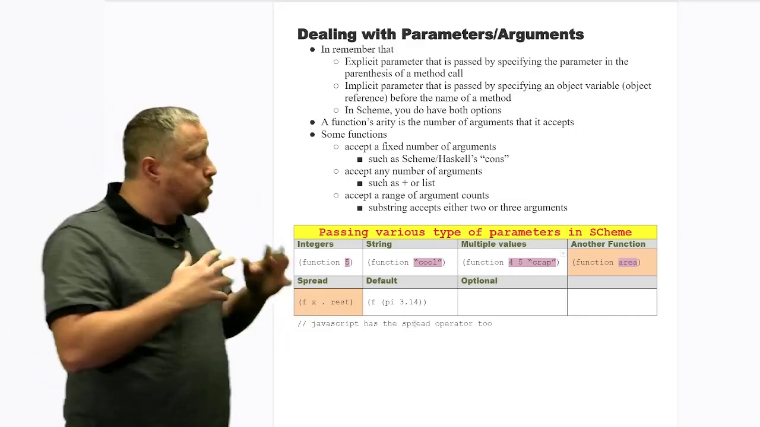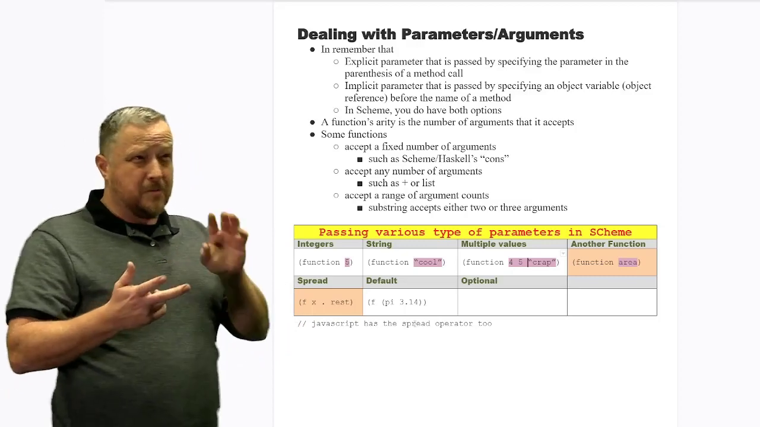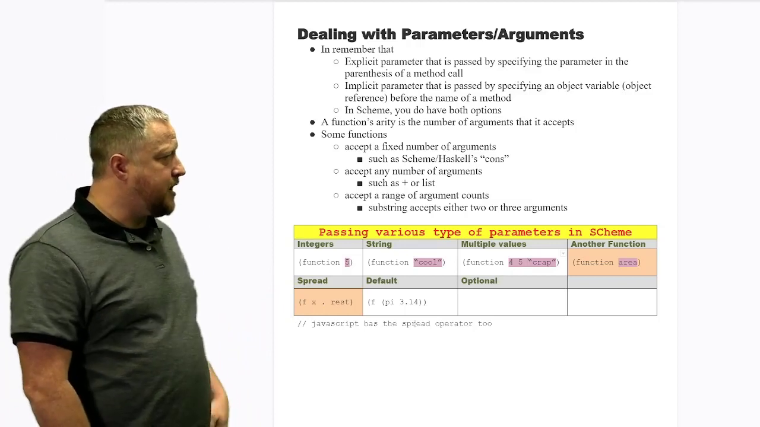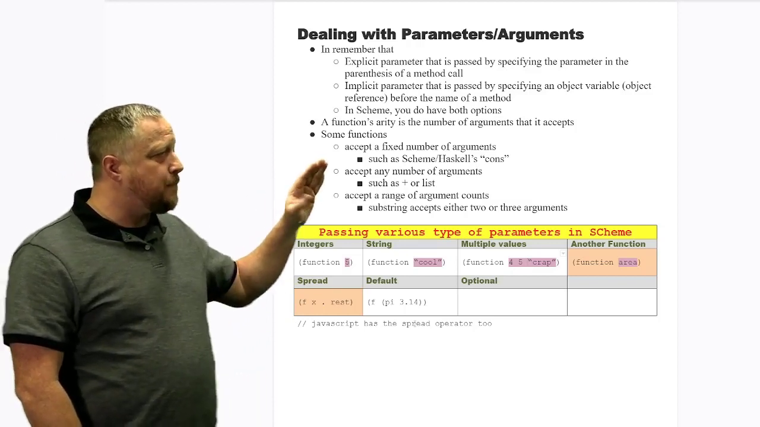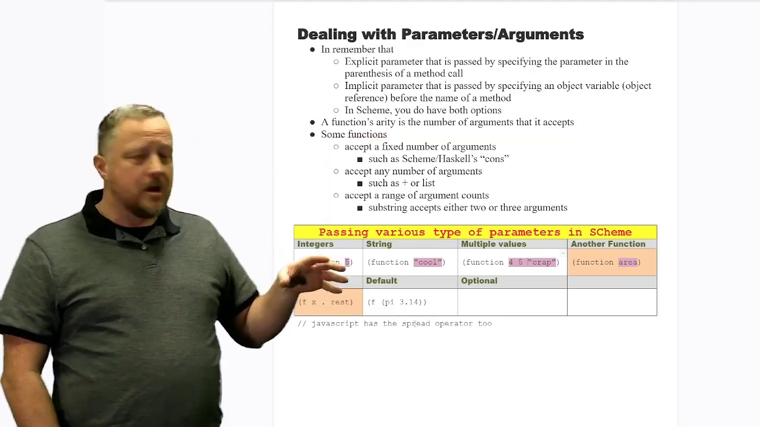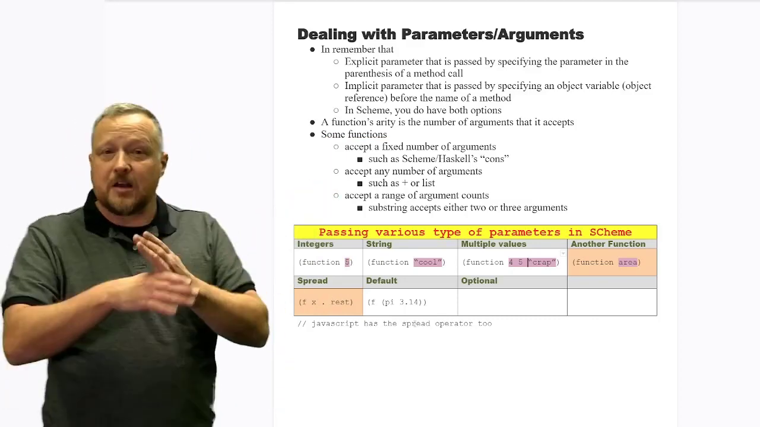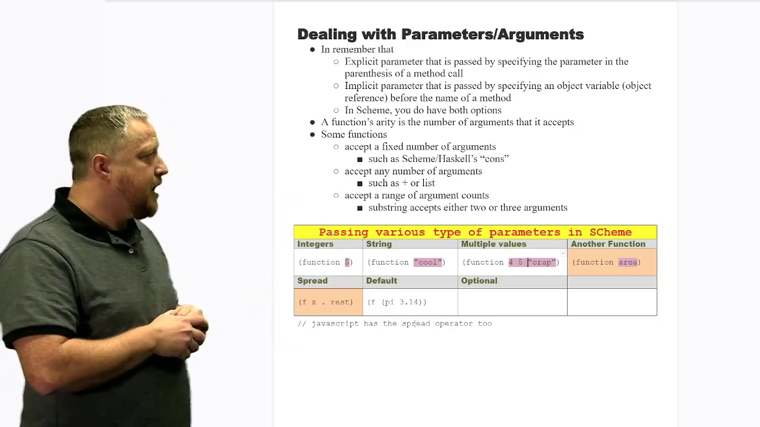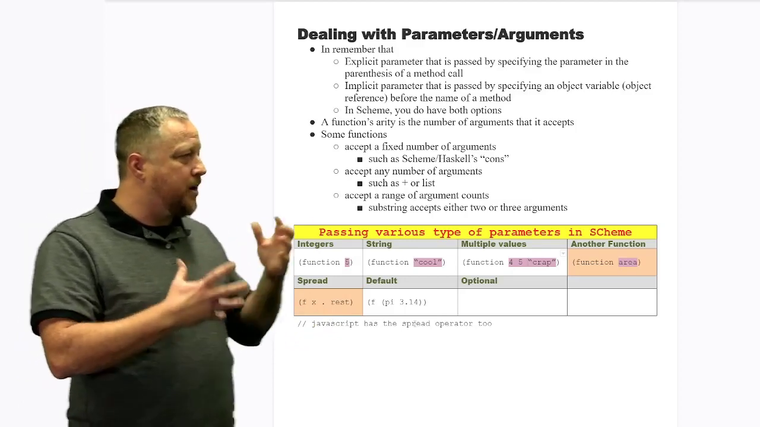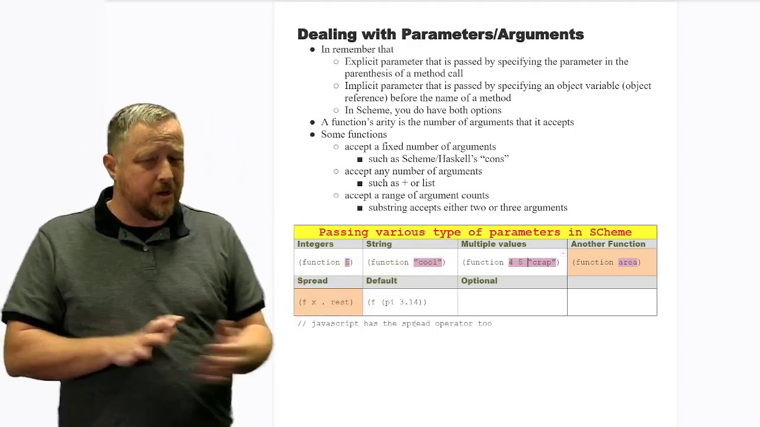Now in Scheme, you do have both options, and you should probably have used them before in whatever language you had before. I think Python, C++, Java, they all use that, so it shouldn't be any big deal. Now some of the functions are going to accept a fixed number of arguments, such as Scheme or Haskell's cons. There's going to be some that accept any number of arguments, like a plus symbol in Scheme, and I'm going to go over that in a second. And then there's going to be some that accept a range of argument counts. Substring accepts either 1, 2, or 3 arguments, but not super many. Let's just put it that way.